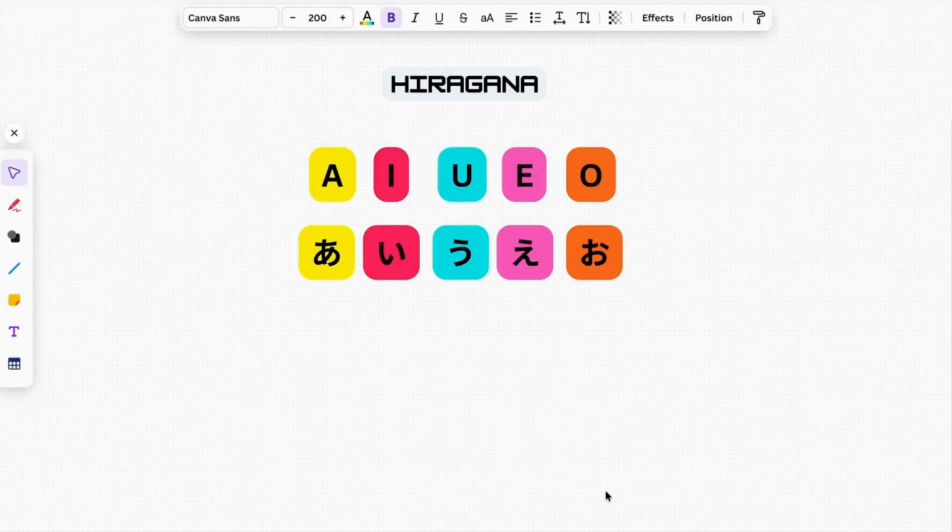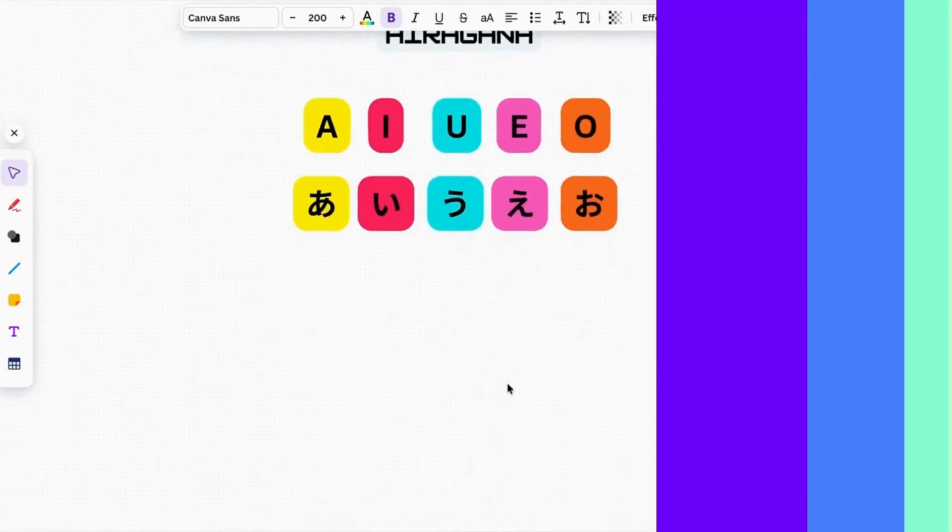Let us learn vowels in the Japanese Hiragana system. We all know that in the English language we have 5 vowels: A, E, I, O, U. Even in Japanese we have similar vowels, but the way that we spell the letters might be a little bit different. So let's see how we can spell each and every letter.